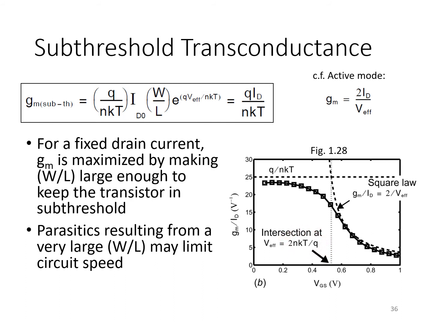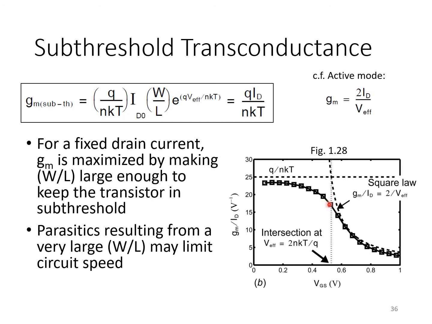We can infer that by calculating the intersection of this plot here, which is a plot of 2 over V effective, and the plot of q over nkT. The place where these two limiting expressions intersect gives us a good feel for where this breakpoint occurs, the transition from a square law model to weak inversion and subthreshold conduction for negative values of V effective. And we know that at room temperature this is a very small value, kind of 50 millivolts or less.